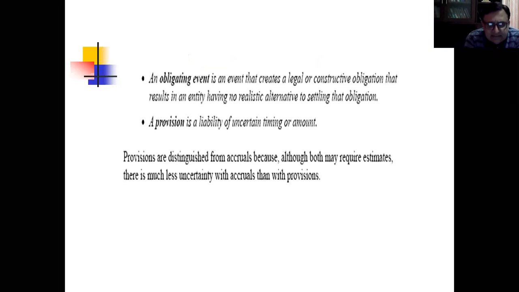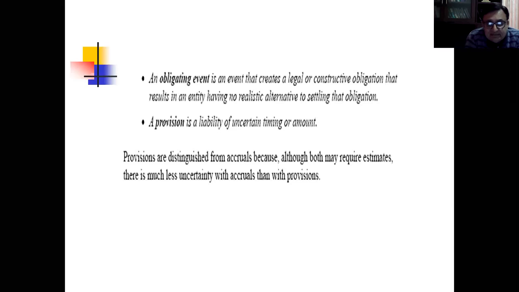Then there is another term, an obligating event. An obligating event is an event that creates a legal or constructive obligation that results in the entity having no realistic alternative to settling the obligation. For example, a court imposes a fine on you. The matter was going on in the past but was not settled. It was not certain that you have to pay something, but in future some event happened and then you have to pay the fine. That is not in your hand to avoid. So that event, if it imposes some liability on you and creates a legal or constructive obligation on you, is called an obligating event.